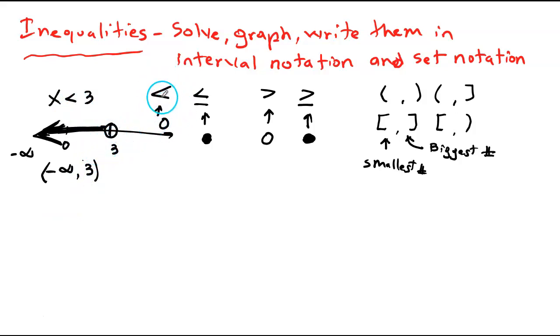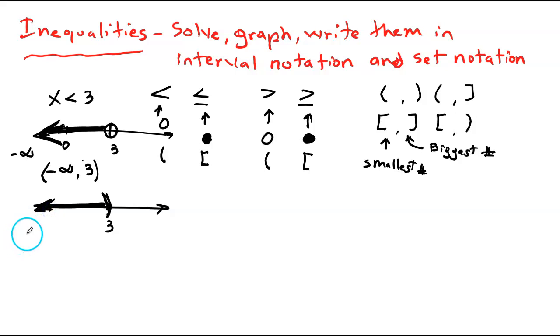So let's continue over here. So less than, open circle, parentheses. Less than or equal, closed circle, bracket. Open circle, parentheses; closed circle, bracket. That's how it goes. Now, some textbooks like to have, instead of the open circle or closed circle, the parentheses or bracket. So I can also graph this using a parenthesis, and my graph is to the left. So I can have an open circle or a parenthesis for this inequality.